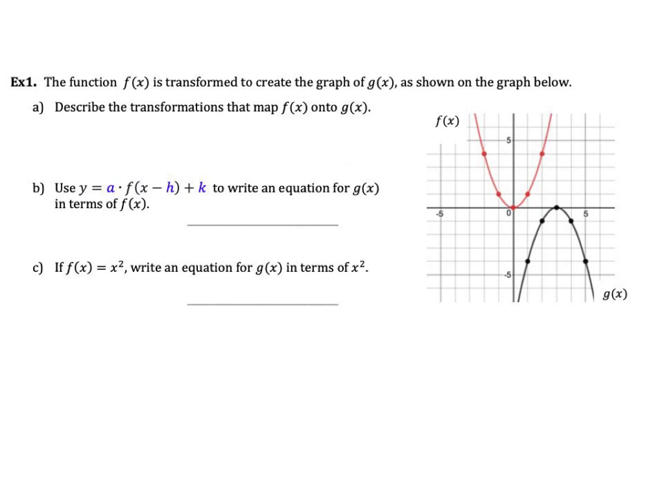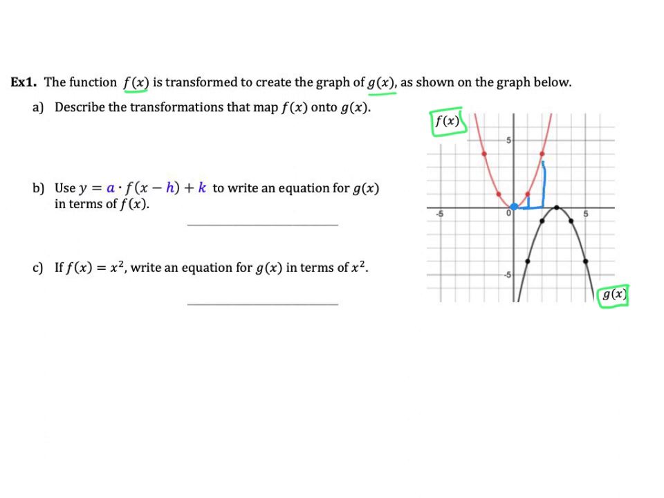It says the function f of x is transformed to create the graph g of x. You can see the black is the g of x and the red is the f of x. So we're going to take f of x and transform it to g of x. Describe the transformations that map f of x onto g of x. So first of all, let's look at the vertex. This is a 1-to-1, 2-to-4 relationship.